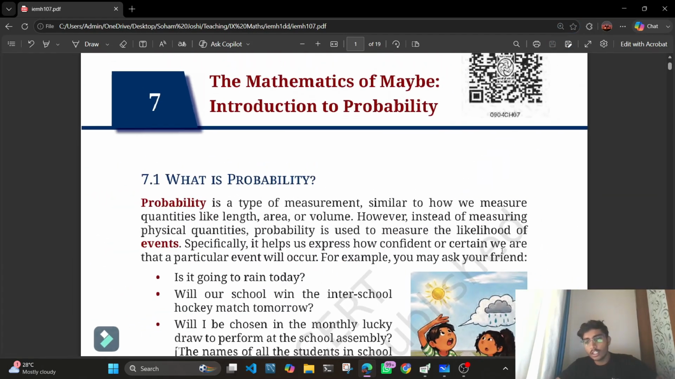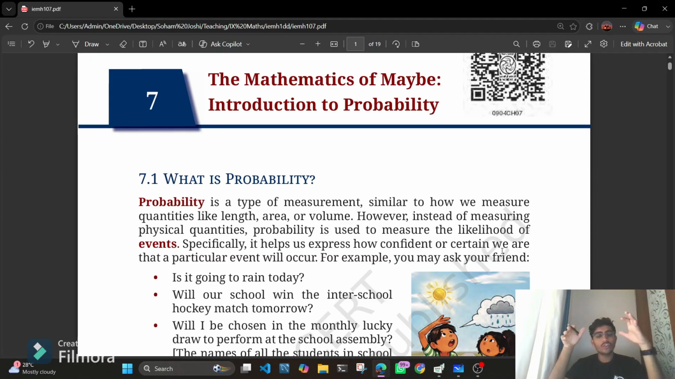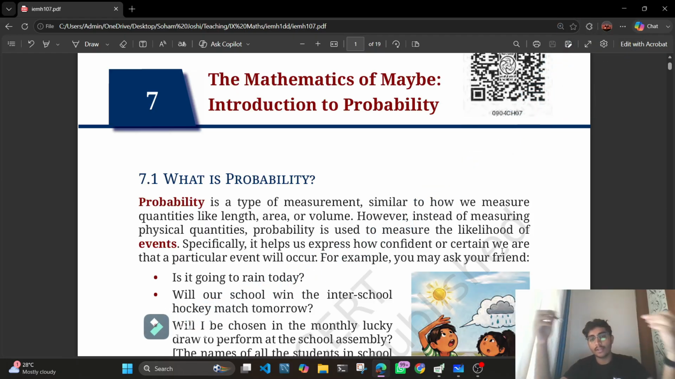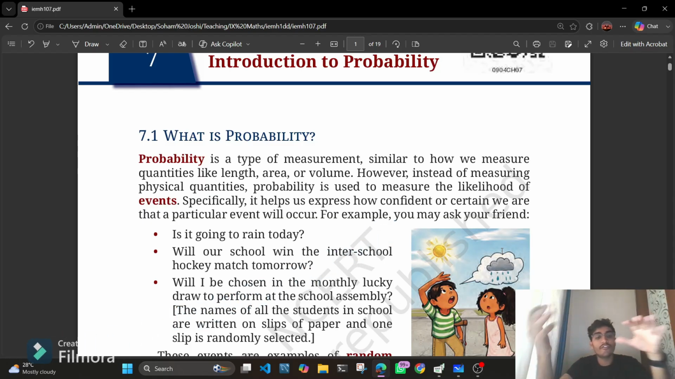So the first thing that comes to your mind is, what is probability, right? You have gone through many real world situations where you need to predict what is going to happen, or you just say in a subjective way, this will happen, this will not happen, this is more likely to happen, or this is not. Basically, probability is a type of measurement similar to how we measure quantities like length, area, or volume. But instead of measuring physical quantities, here we measure the likelihood of events.